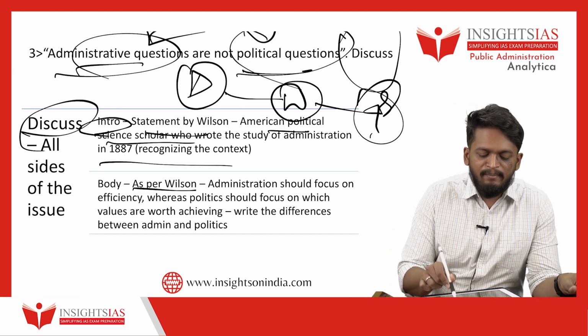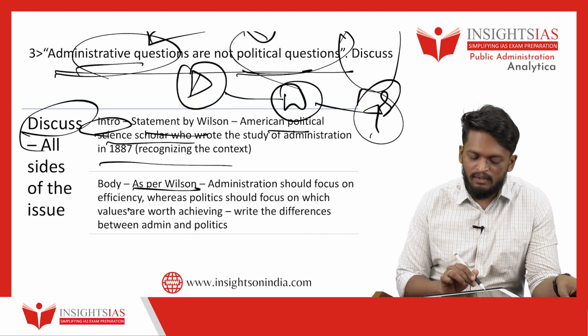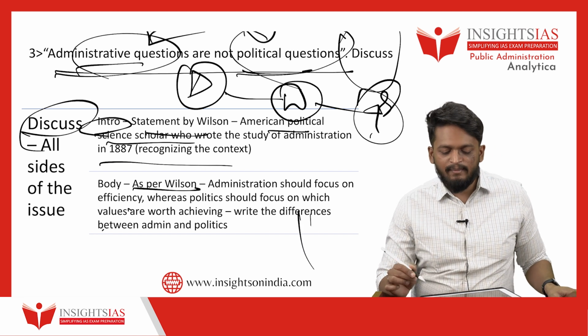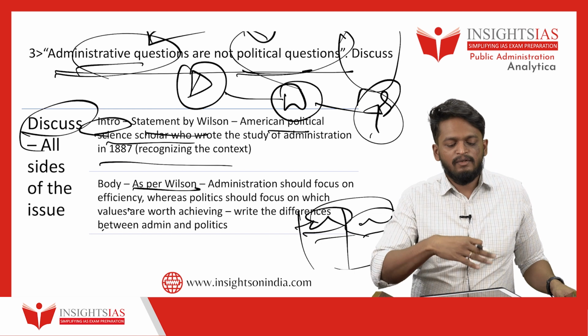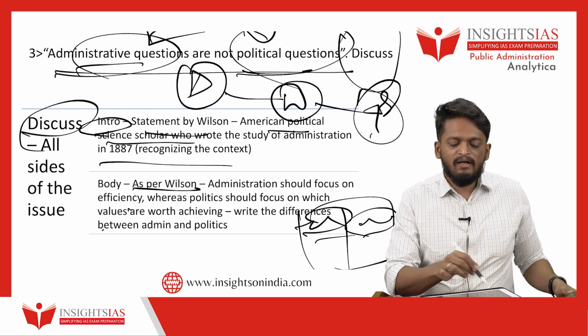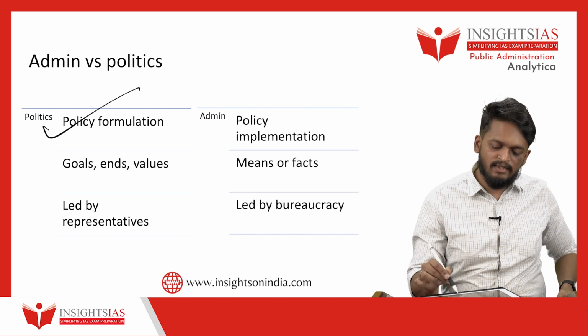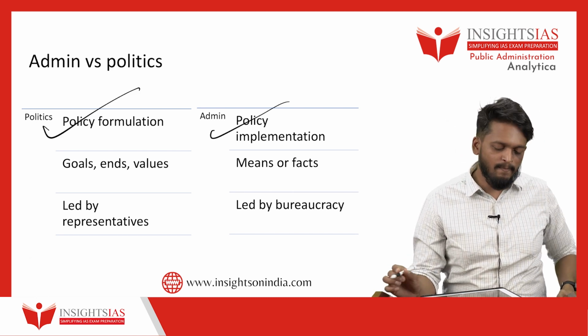As per Wilson, what did he mean by this question? Administration should focus on efficiency, whereas politics should focus on values worth achieving. So here you have to take some sort of a table and you have to write what administration and what politics meant to Wilson. What did he mean by not political questions? That means they are different. So you can write some differences. Politics focus on policy formulation, whereas administration focuses on policy implementation.